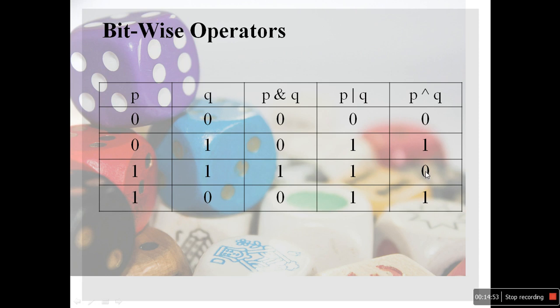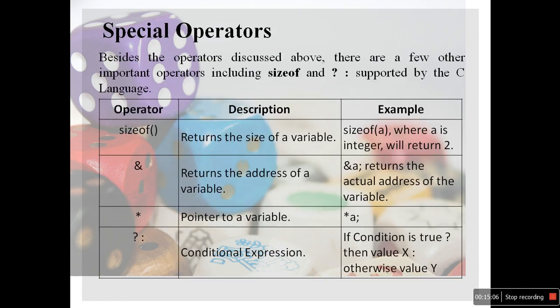So what is the conclusion? If both bits are equal, then my result will be 0. If both bits are different, then my result will be 1. That is the condition of the bitwise operator. There are a few special operators like the sizeof operator. They are rarely used. The sizeof operator returns the size of a variable. Suppose I declare an integer and apply sizeof to the variable, it will return 2 because an integer contains 2 bytes in memory.